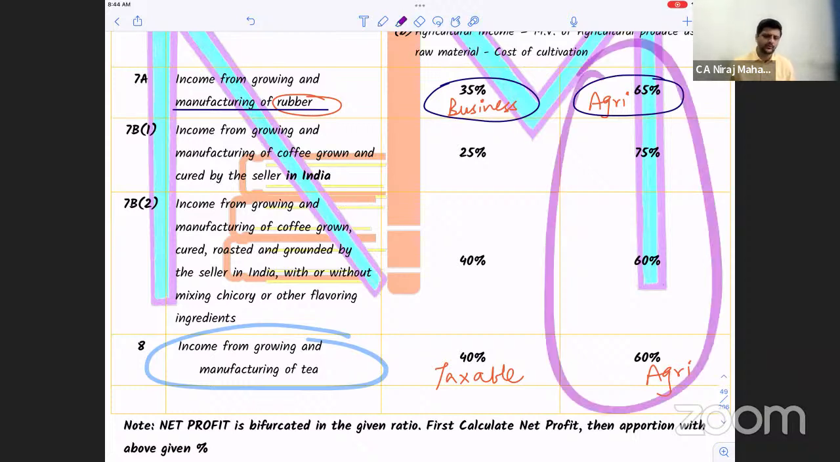So the good thing is that this is decided by CBDT. The ratio is decided by the department. Okay, everybody. So your higher part is considered as natural or agri produce only.